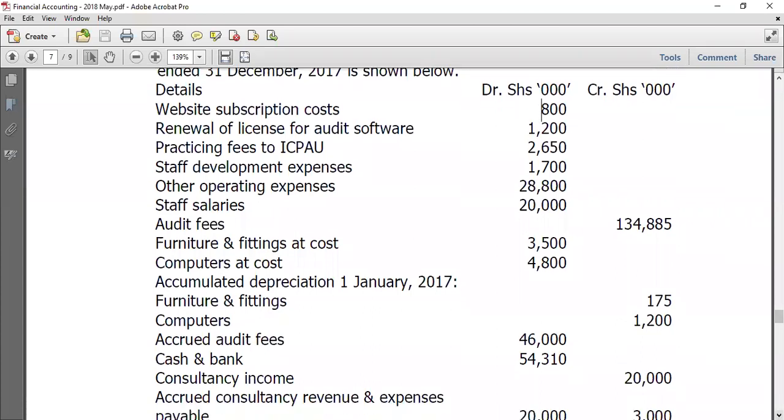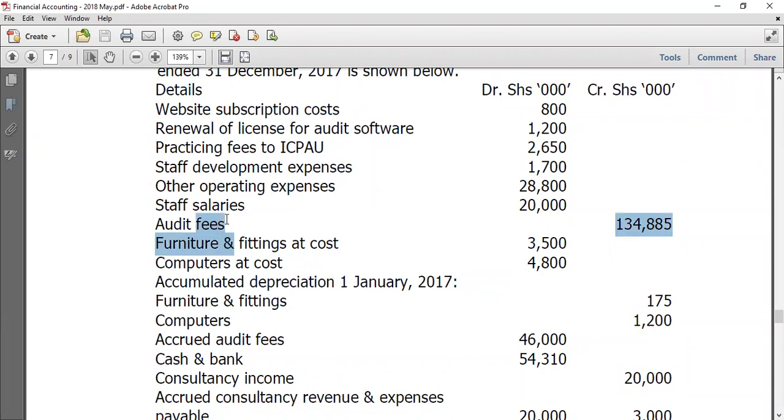If you're joining and you missed any of the previous classes, please access the previous classes to be able to interpret. Because if I'm looking at the trial balance right now and I see website subscription costs, I know this is an expense. If this is renewal of audit software fees, this is an expense. Practicing fees to ISPAO, expense. Staff development expenses, other operating expenses, staff salaries, these are expenses.